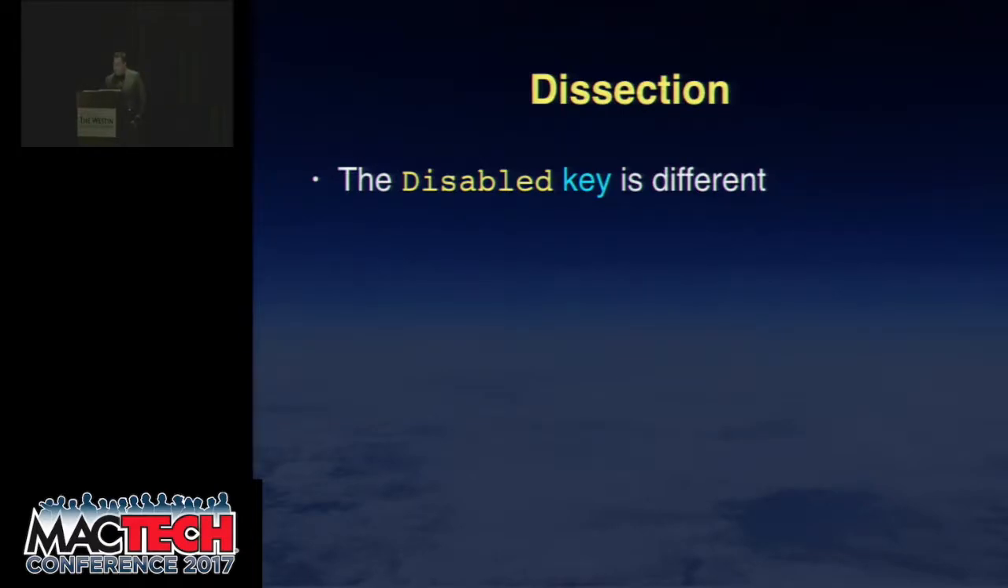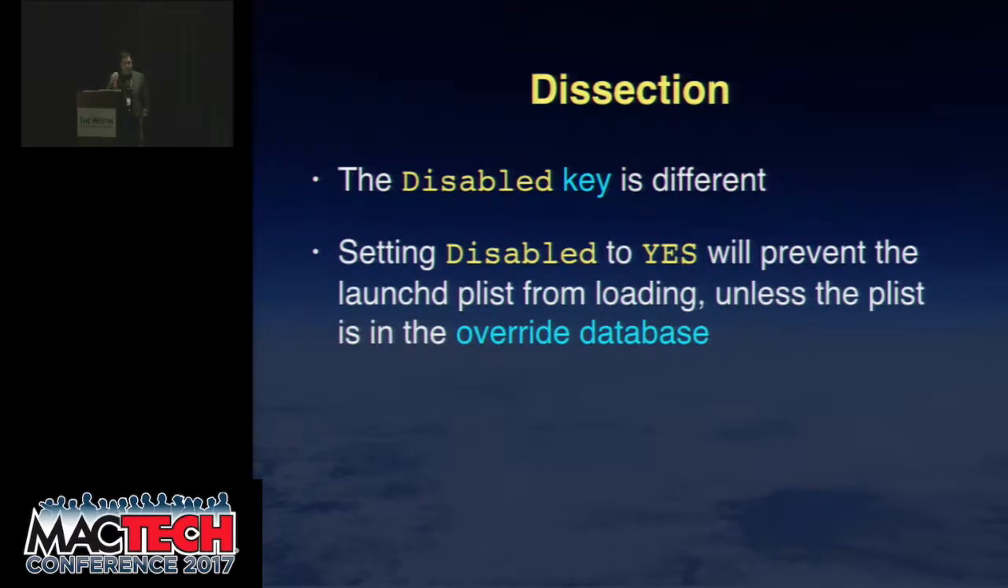So all of the keys pretty much follow the same rules except for the disabled key. And the disabled key, you can set it to yes. And if you set the disabled key to yes, it basically means that plist file can be in one of those folders, but launchd won't load it. And that's really self-explanatory. The key is unless it's in the override database.